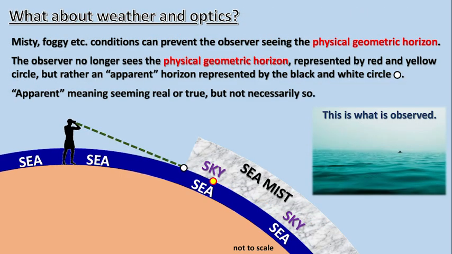What about weather and optics? Misty, foggy, etc. conditions can prevent the observer seeing the physical geometric horizon. The observer no longer sees the physical geometric horizon represented by the red and yellow circle, but rather an apparent horizon represented by the black and white circle. Apparent meaning seeming real or true, but not necessarily so. This is what is observed.